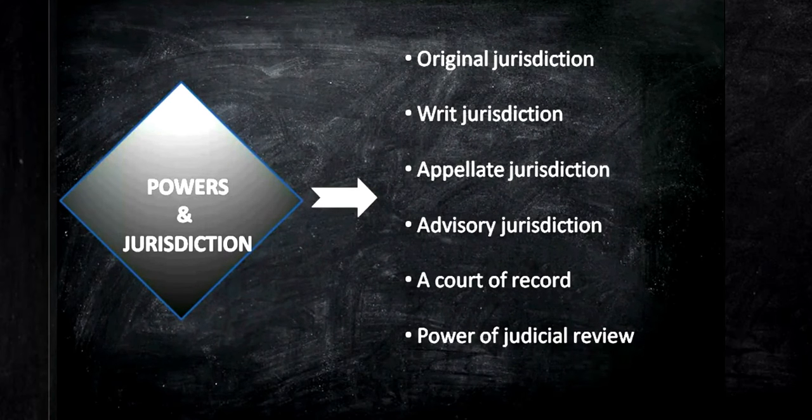Now, first we are going to discuss the original jurisdiction. Then we are going to discuss the writ jurisdiction. Then the third one is appellate jurisdiction. Then the fourth one is advisory jurisdiction. And the fifth one is the court of record. And the sixth one is the power of judicial review. Now we'll discuss all these powers one by one.